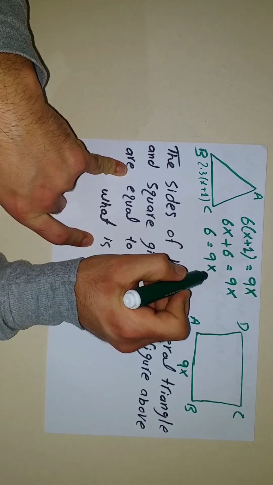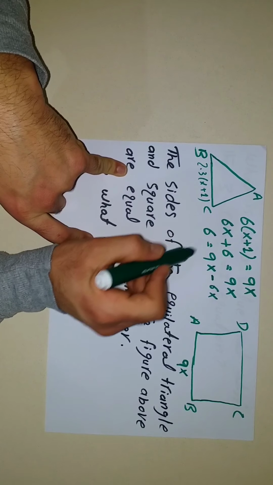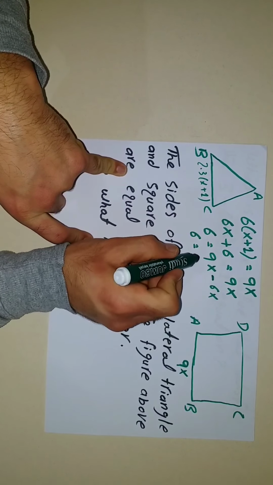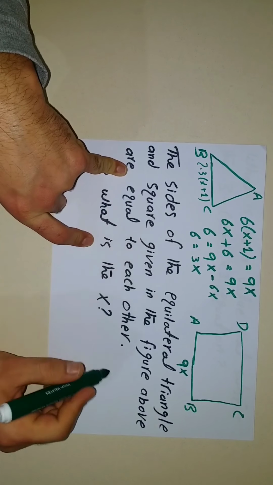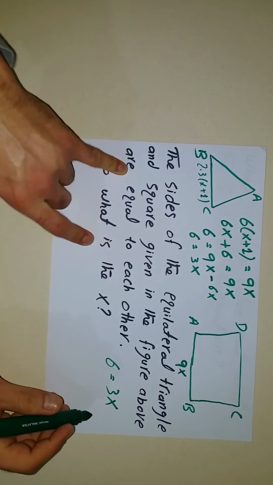9x minus 6x. So 6 is equal to 9x minus 6x. It will give you 3x. So it is like this, 6 is equal to 3x.